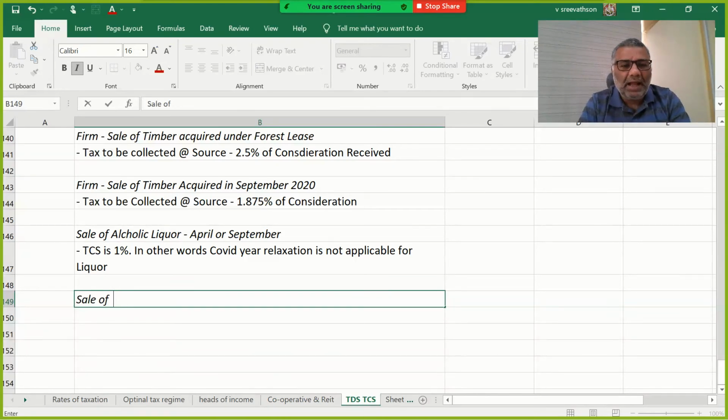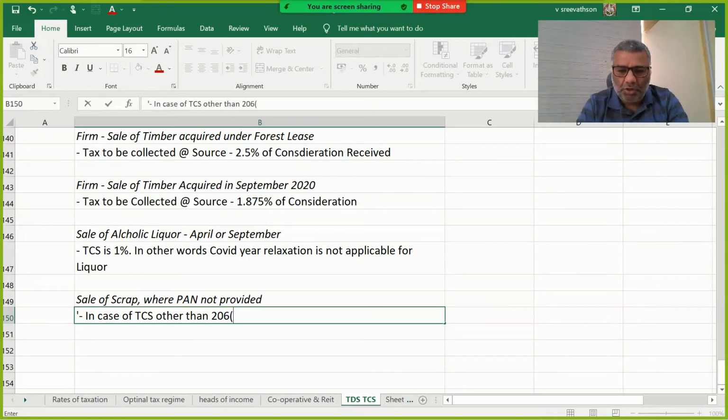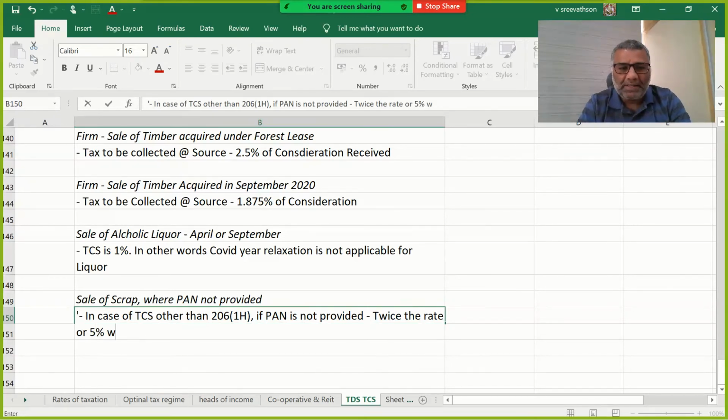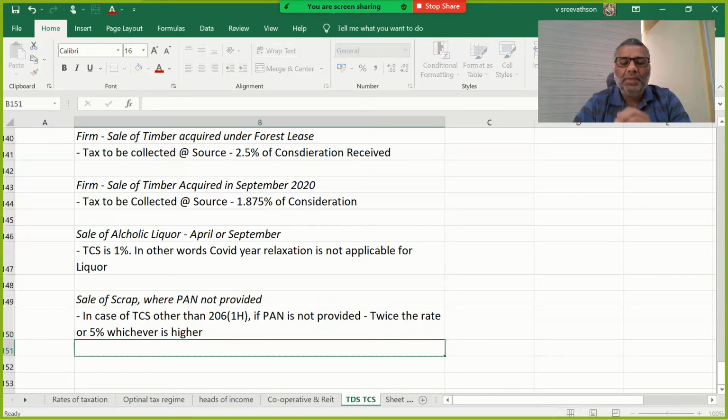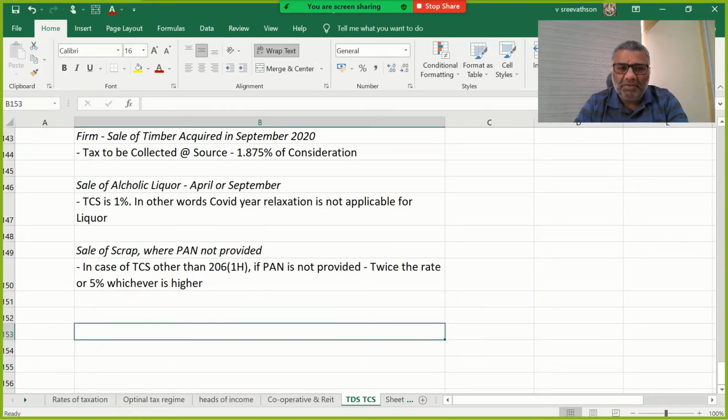Sale of scrap where PAN is not provided. I'll teach you this provision to recollect. In case of TCS, other than 206C(1H), which is for the sale consideration of goods, if PAN is not provided, it is twice the rate or 5%, whichever is higher.